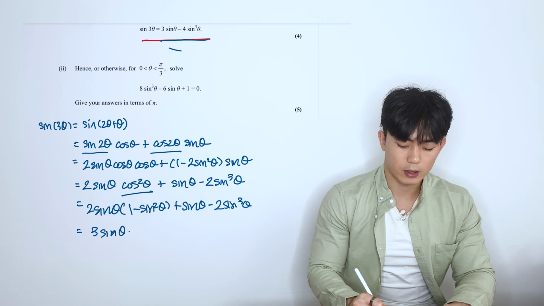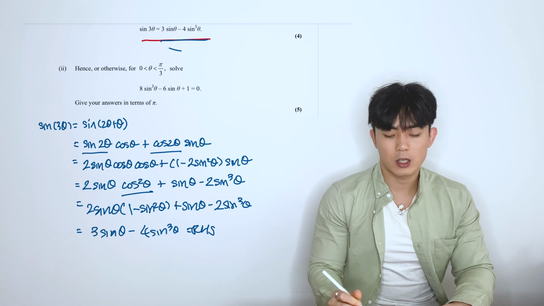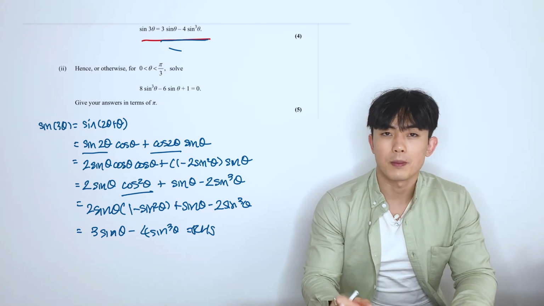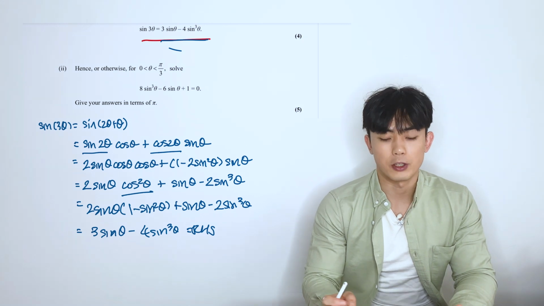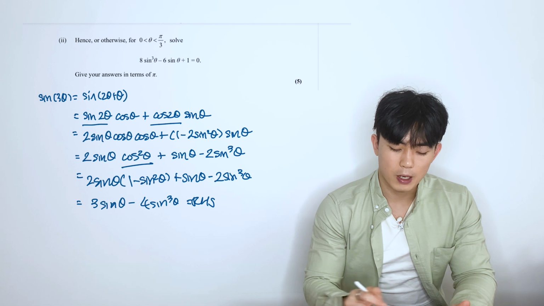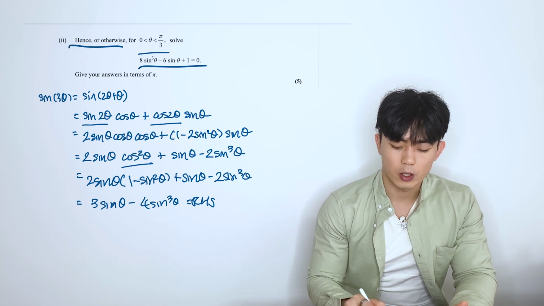and if we expand this, then we should probably get the equality or what they wanted on the right hand side, like so. So it's just a matter of using the double angle formula and the compound angle formula. That's why it's very, very important that you're very familiar with each one and you know when to use each one as well. Right, part 2, hence or otherwise for between 0 and pi over 3, solve this.